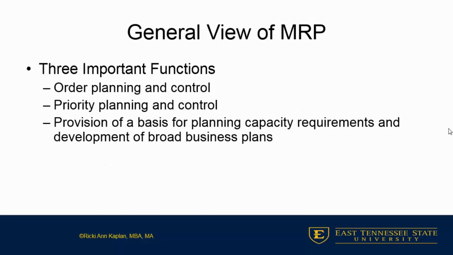So if we take a look at materials requirements planning, MRP, just a general view, there are three important functions: order planning and control, priority planning and control, and a provision of a basis for planning capacity requirements and development of our broad business plan. Let's start with the first one, order planning and control. What we are doing is saying how many orders do we have coming in, how many things are being ordered, and how much raw material will we need? What do we need to make when?